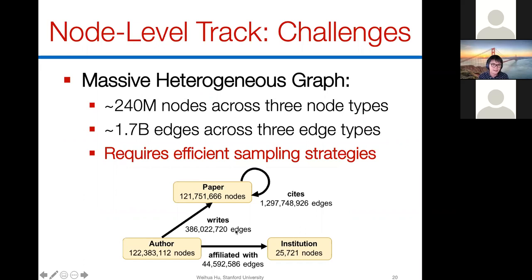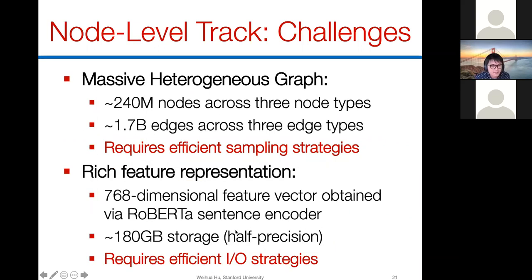And the challenge in this graph is also that we have rich feature representation for nodes. We extracted this 700 dimensional feature vector obtained by the RoBERTa sentence encoder, and in total our dataset is 180 gigabytes of storage, and requires an efficient IO strategy, even from a machine learning system perspective, to handle this graph.